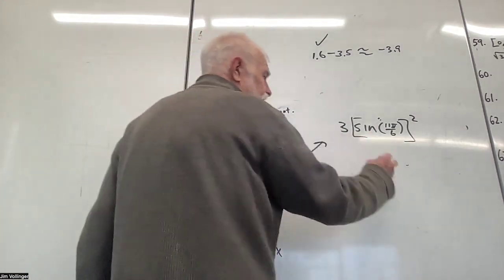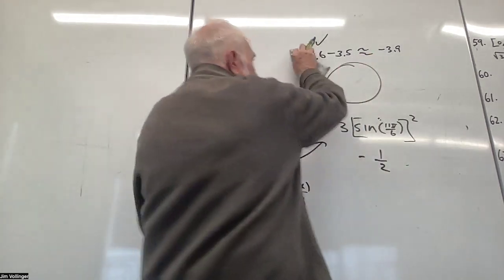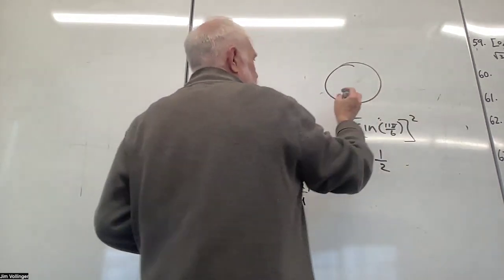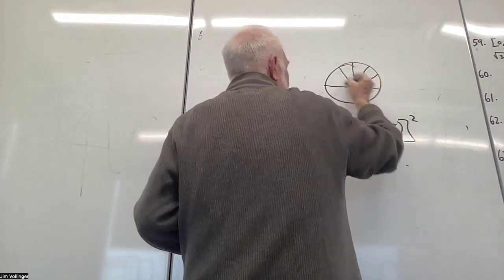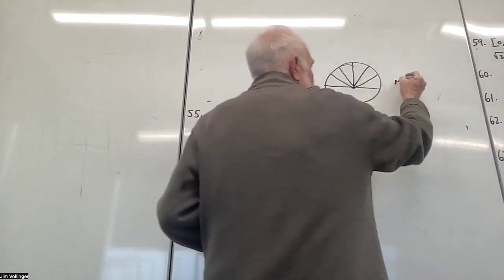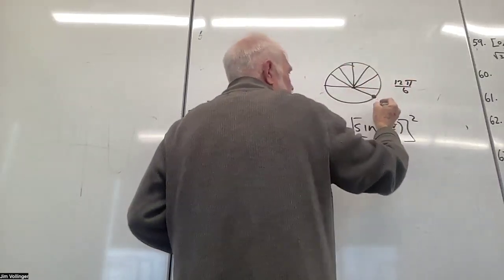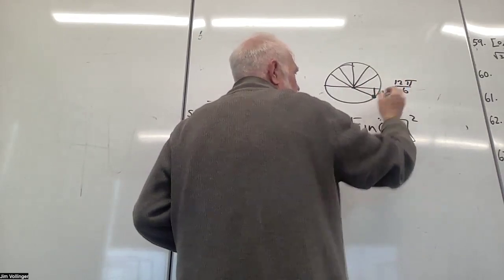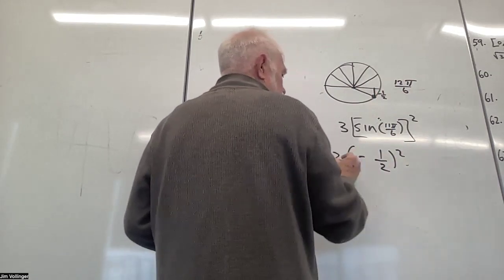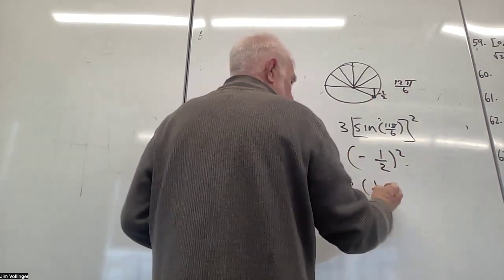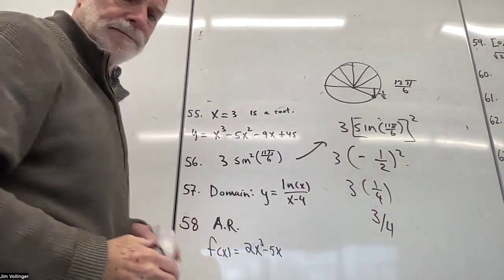So what's the sine of 11 pi over 6? That's minus a half. Let's do that first. Make a circle. Let's cut it into 6 parts. Good drawings get good answers. So that means 12 pi over 6 is once around. I want 11, which is right there. And there's my minus 1/2. Squaring minus 1/2 gets me 1/4. And 3 times 1/4 gets me 3/4. And that's the answer to that calculation.